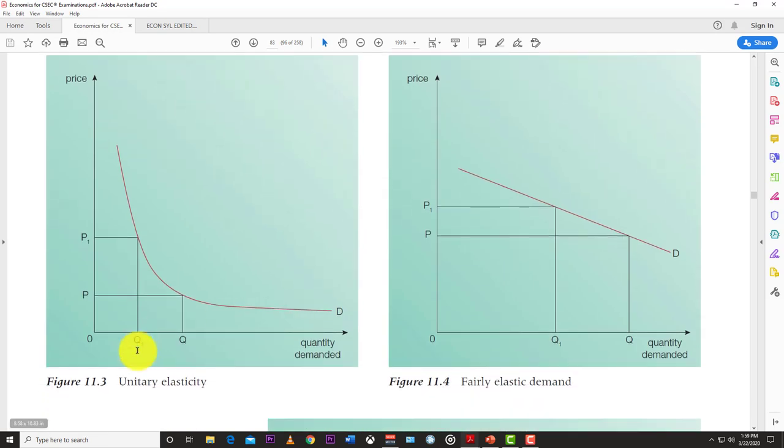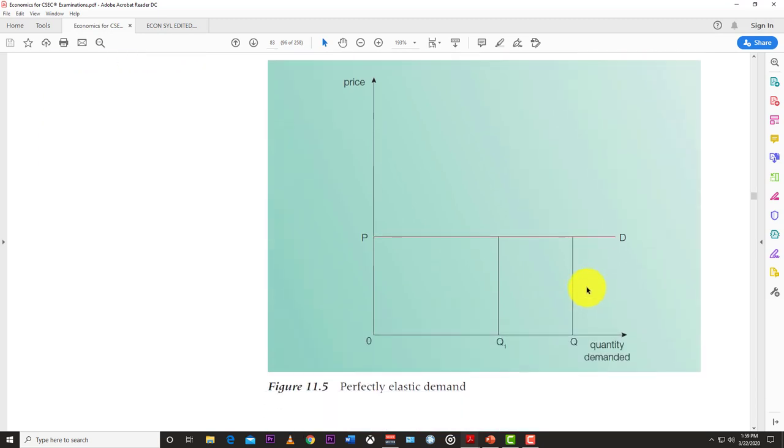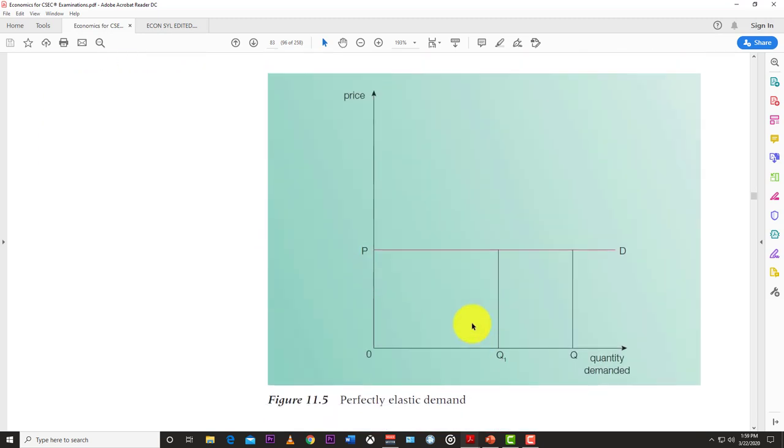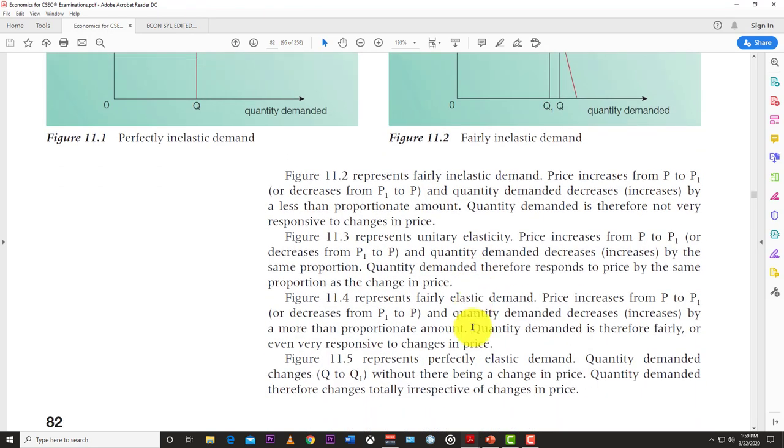And then we have unitary, where elasticity equals one. Then we have fairly elastic. That's how we represent it in a graph. And then we have perfectly elastic demand, where infinity is represented in a graph right there. So all this is price elasticity of demand.